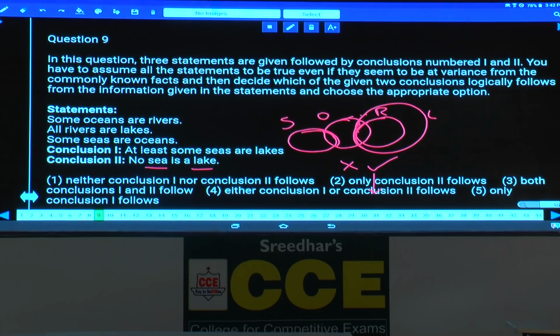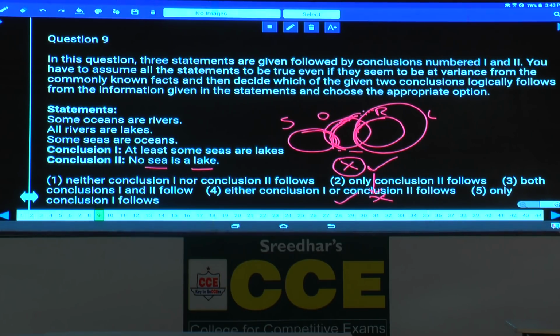That means, tell me whether I can draw my lake like this or not. Lake and sea we are able to intersect, isn't it? Hence the alternate diagram is proven, and the previous conclusion will be false. After making the previous conclusion false, check whether the affirmative conclusion, which was false earlier in the basic diagram, has become true or not. Now the first one, some seas are lakes, has become true because we have extended our sea and lake like this.